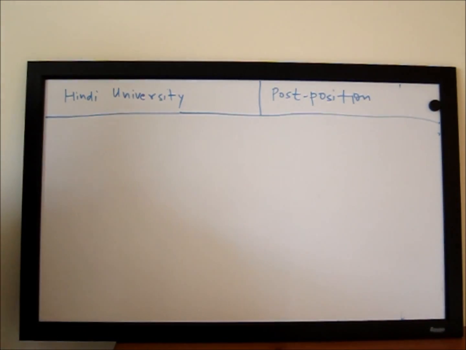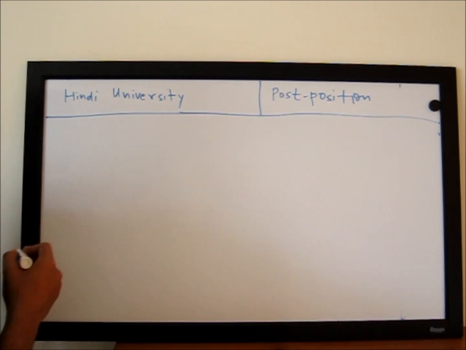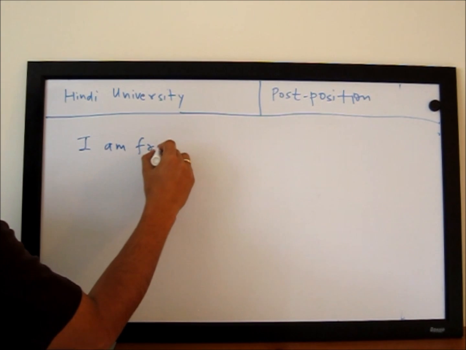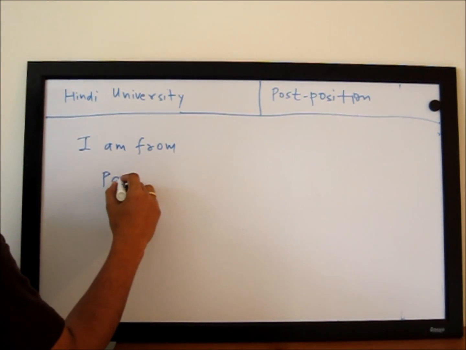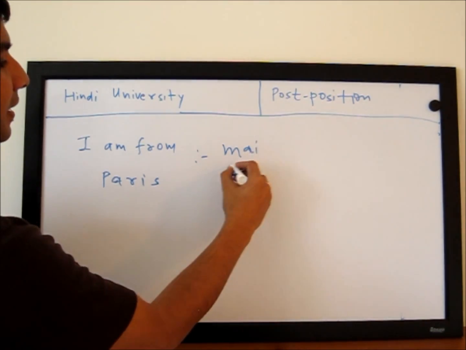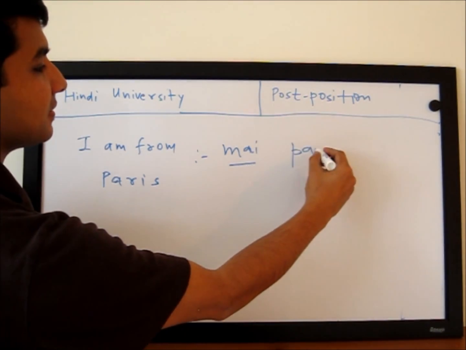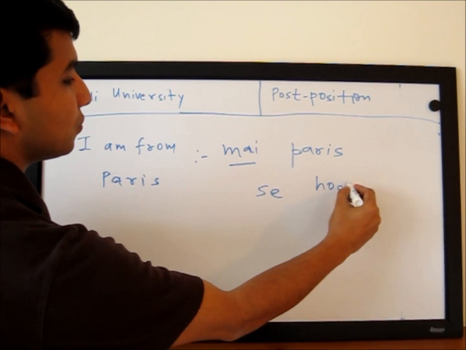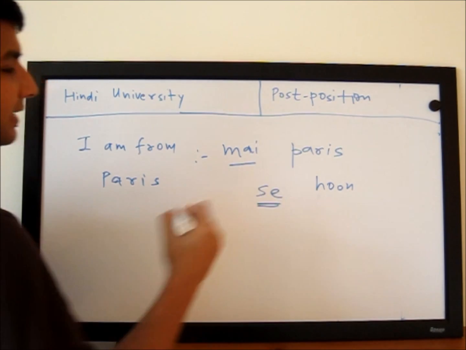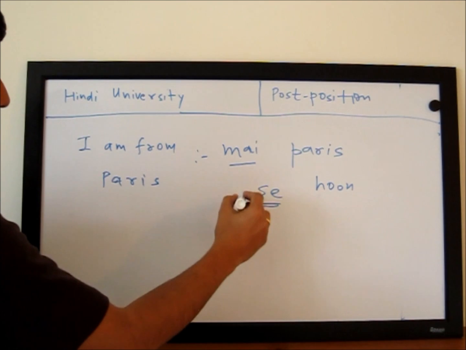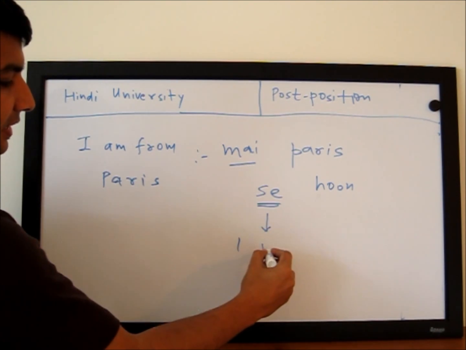In one of the classes we have spoken about postposition. To give you an example, if you would like to say "I am from Paris," in Hindi it would be मैं पेरिस से हूँ. So in this case, से is our postposition. You can see that it's just one word, से.